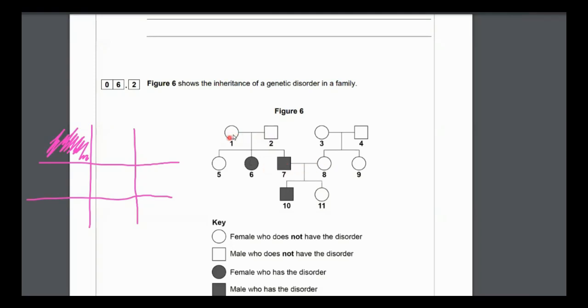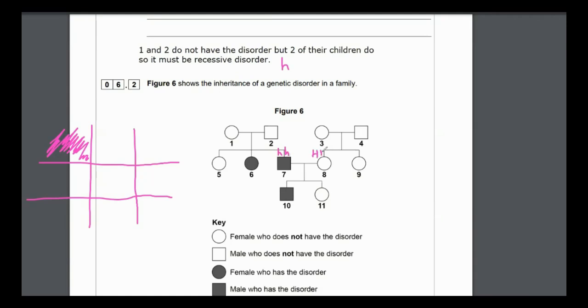We need to decode what they are. We'll look at 1 and 2. 1 and 2 produced 7 as their child. 1 and 2 did not have the disorder. Okay, so they didn't have that disorder, 1 and 2. What this means is that the disorder must be recessive. If you have two parents without a genetic disease and their child has it, it must be recessive.